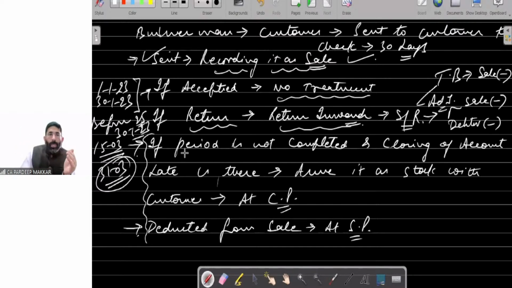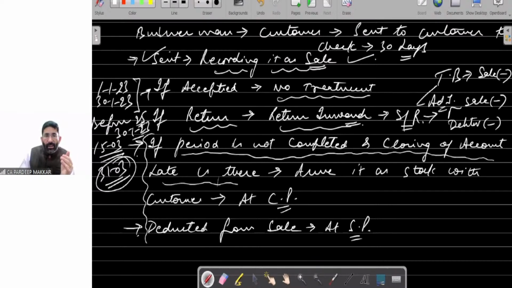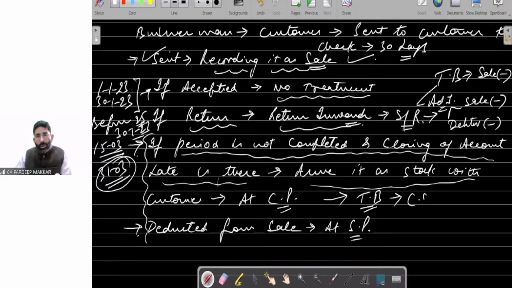In that case, what you have to do? If period is not yet complete and closing of accounts date is there, then what you have to do? We have to assume it as a stock with customer at cost price and deduct from sale at sale price. That is, we will pass an entry in the books of accounts. But the issue is this, that if it is given in trial balance that the goods with the customer, then it will be a part of closing stock in balance sheet only, nothing else. It will not go to trial balance. Write it down with you.